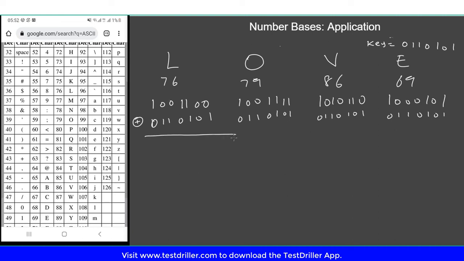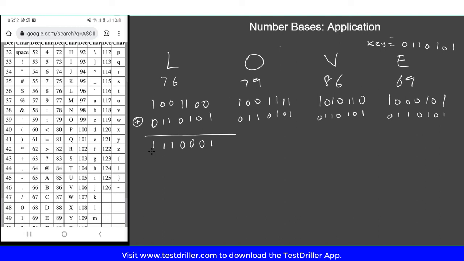So if you perform this special addition, you're going to get 0 plus 1, that will give you 1. 0 plus 0, that will give you 0. 1 plus 1, since you are not going to carry anything, is 0. You are not carrying anything. 1 plus 0, that's 1. 0 plus 1, that's 1. So this is what you get for L.